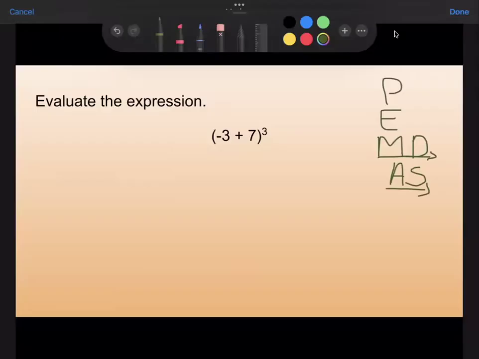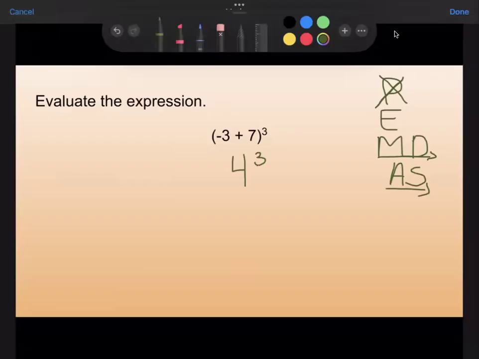If you're adding together two integers that have different signs, you keep the sign of the bigger number and then subtract the numbers. So since 7 is bigger than 3 and it's positive, we know our answer here is going to be positive. 7 minus 3 is 4. So this becomes 4 to the third power. So I have done the parentheses part. Now I need to do the exponent, which is actually all that's left. So that's a good sign.